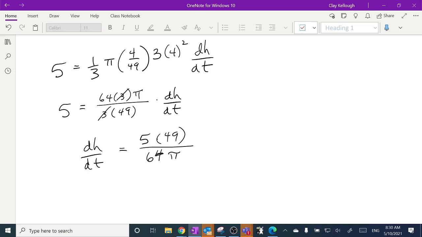And good enough. At this point, I'm going to punch buttons. So that ends up being the same thing I got last time, which is 1.22 meters per second. So there we go. So that's a different way to approach it. Now, you might be thinking, that seemed easier. Why wouldn't we always approach it that way?